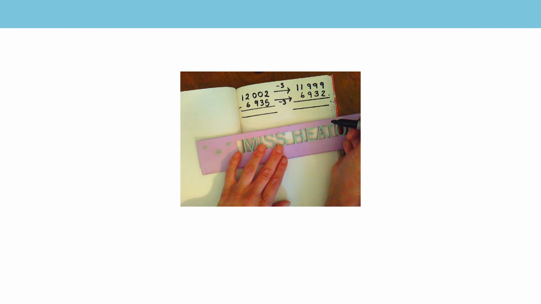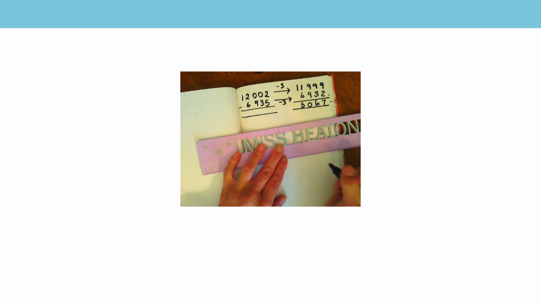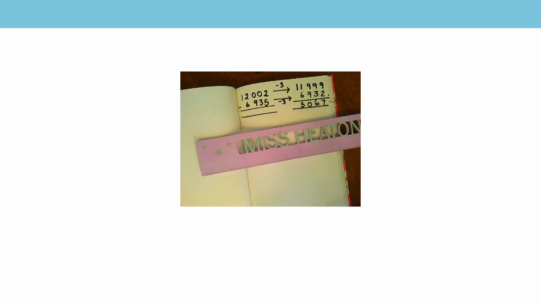Now I can subtract the subtrahend from the minuend without any exchanging, can't I? So 9 ones subtract 2 ones is 7 ones. 9 tens subtract 3 tens is 6 tens. I've got the same unit in the hundreds column, haven't I? So 9 hundreds subtract 9 hundreds is 0 hundreds. Here, rather than exchanging, I can say, can't I, 11,000 subtract 6,000 is 5,000. And so my difference is 5,067. Well done if you got the same.